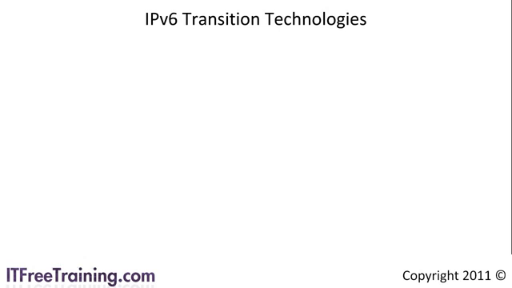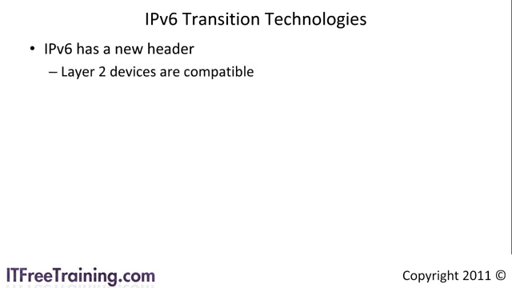IP version 6. To try to assist the migration to IP version 6, there are some transition technologies that have been developed. These are needed because IP version 6 has a different header than IP version 4. This does not affect Layer 2 of the OSI model, as Layer 2 devices will work with the new header. This means you can deploy your IP version 6 network without having to upgrade your hubs and switches. However, because the IP header has been changed, Layer 3 devices need to be upgraded to IP version 6 before they will work on an IP version 6 network.